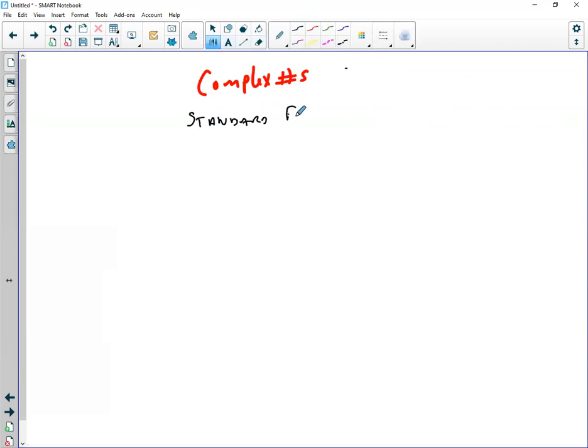Complex numbers have to be written in a standard form, and that standard form is a plus b times i. Okay? This has two parts to it. It has a real part, and it has an imaginary part. A and b are both numbers that you're used to dealing with.